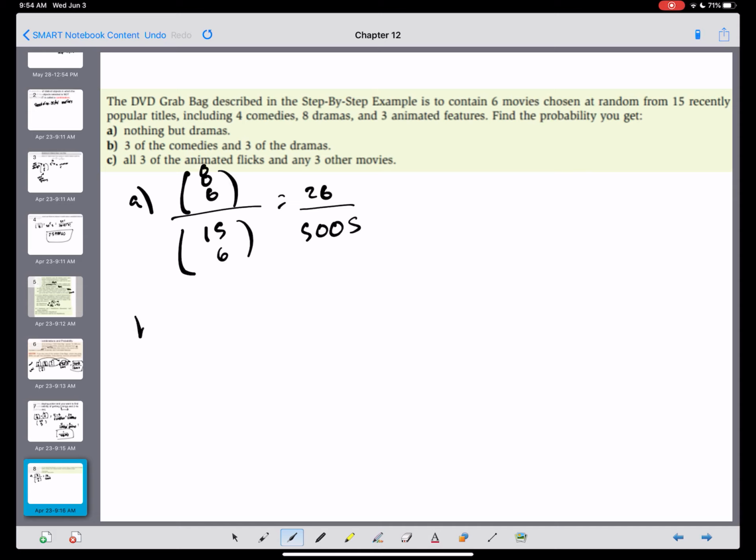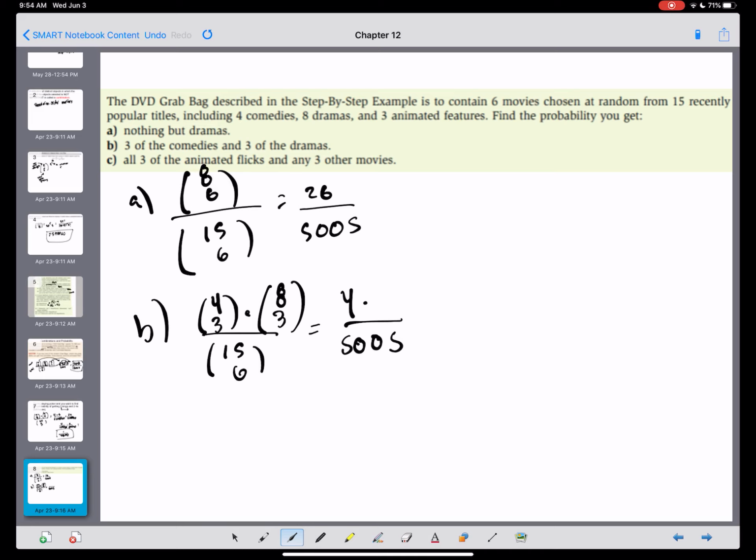B. 3 of the comedies and 3 of the dramas. So once again, the bottom is 15 choose 6. The top is I want 3 comedies. Well, there's 4 comedies altogether, so 4 choose 3. Times, I have 8 dramas, but I only want 3, so 8 choose 3. So the bottom's 5,005. The top is 4 times 8 choose 3, which is 56. So this is about 224 over 5,005.